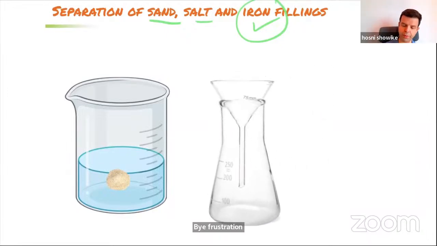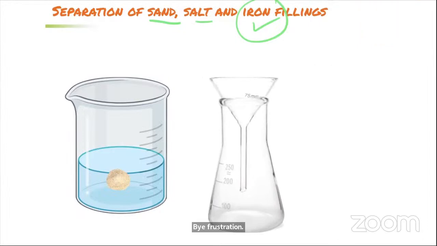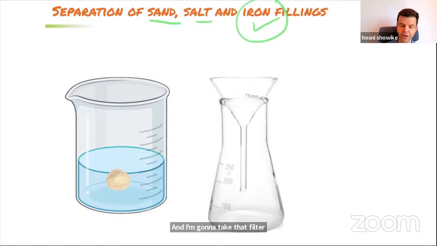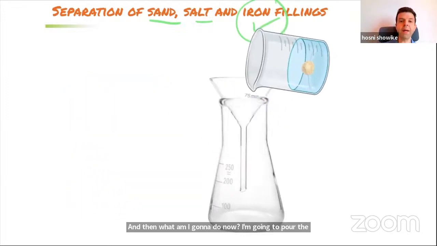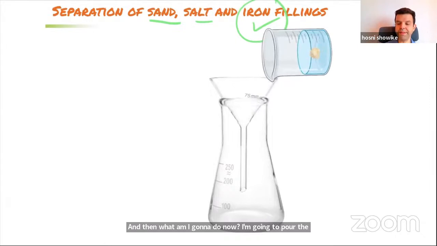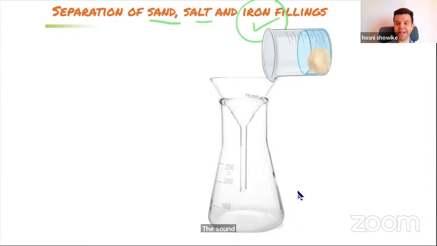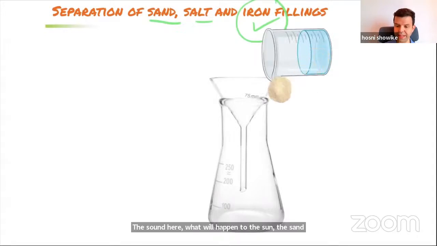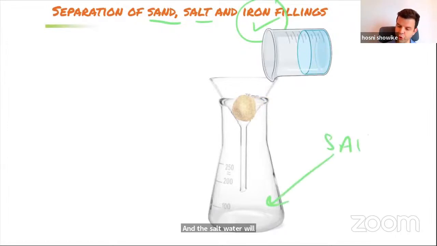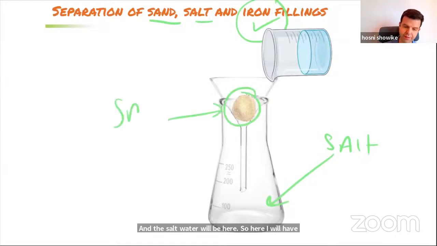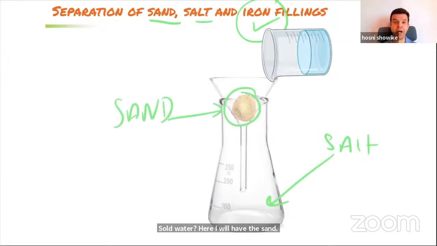So I'm going to do this. I'm going to take my filter funnel flask and that filter paper, and put it inside the funnel. And then what am I going to do now? I'm going to pour the mixture. While I'm pouring the mixture, what's going to happen to the sand? The sand would get trapped inside the filter paper and the salt water will be here. Here I will have salt water, and here I will have the sand. Next, I'm going to dry up the sand, so I will only have sand. And here I have salt water.